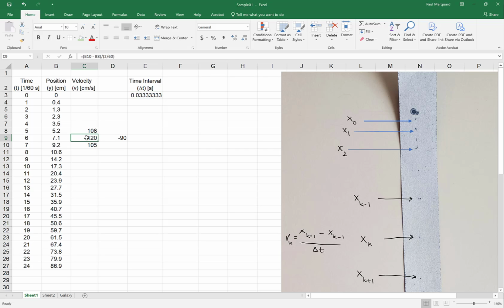Let's go back to this equation. I'm going to double click, and instead of 2/60ths over here, I'm going to click on this cell reference. Okay, and I'll hit enter. That doesn't change anything here. But when I go down to here, it still says 2/60th here. I want that cell reference to change.